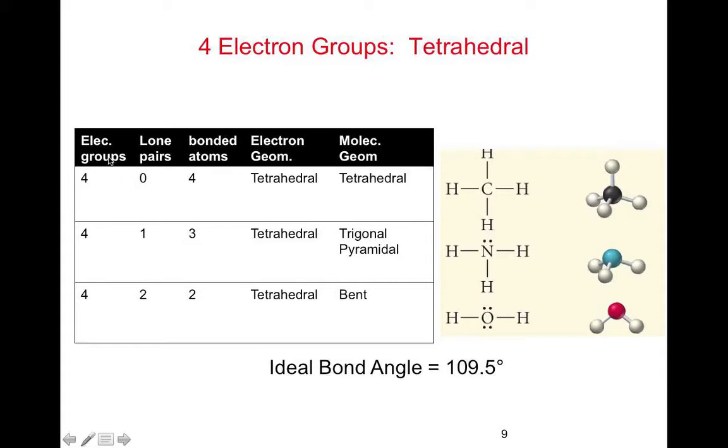So if I have 4 electron groups, the electron geometry is tetrahedral. In the molecular geometry, if I have no lone pairs, it is always the same as the electron geometry. So both the electron and molecular geometry of methane is tetrahedral.